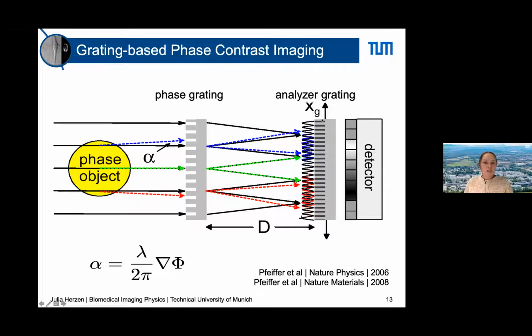And with that, you now need something to resolve this interference pattern. And this is the so-called analyzer grating. You can think of this grating as an array of slits.